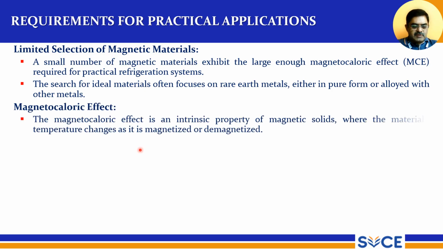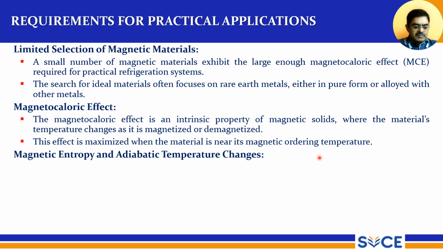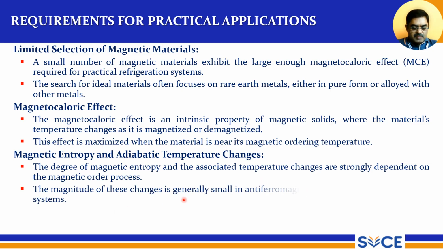So the magnetocaloric effect is an intrinsic property of magnetic solids where the material's temperature changes as it is magnetized or demagnetized. This effect is maximized when the material is near its magnetic ordering temperature. Next, magnetic entropy and adiabatic temperature changes. The degree of magnetic entropy and associated temperature changes are strongly dependent on the magnetic ordering process.